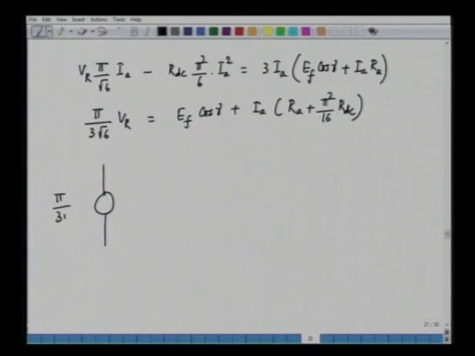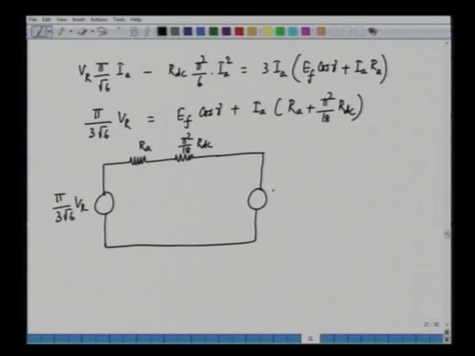What we have here is the applied voltage pi by 3 into root 6 VR, and then we have the resistance RA, then we have the decelerating resistance pi square by 18 into RDC, and then we have the back EMF, which appears as EF cos gamma.